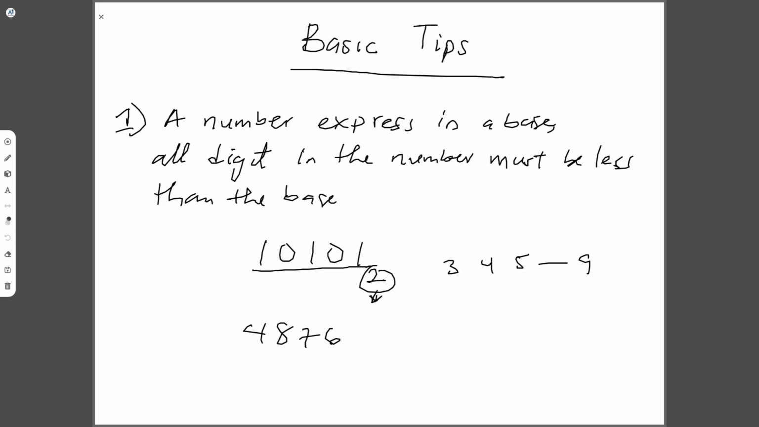4876. If we are asked to suggest the base for this number, what would be the appropriate response? Of course, the answer would be 9. Why? Because the digits 4, 8, 7, 6 are all less than the base, which is 9. So you have to take note that all numbers expressed in a certain base have to be less than the base. That's the first tip. The second tip.